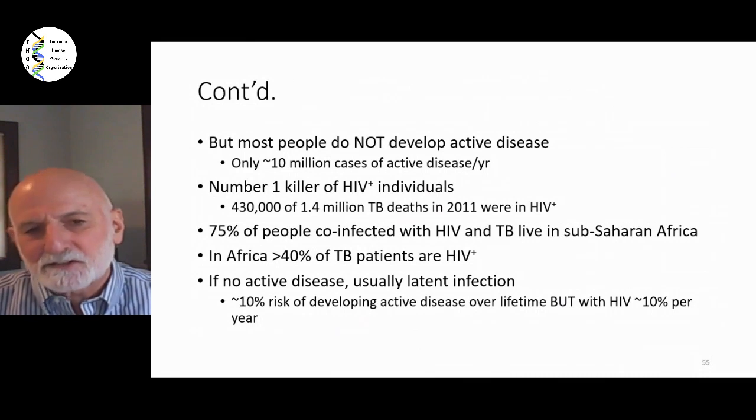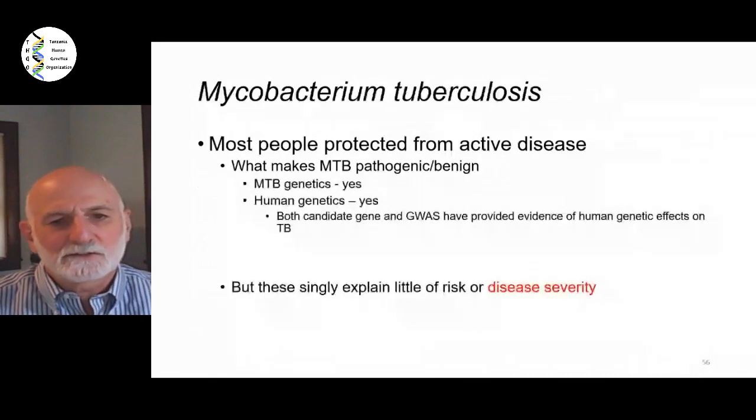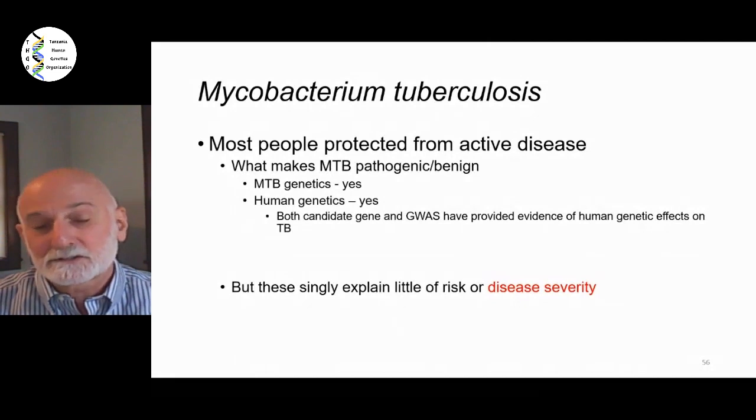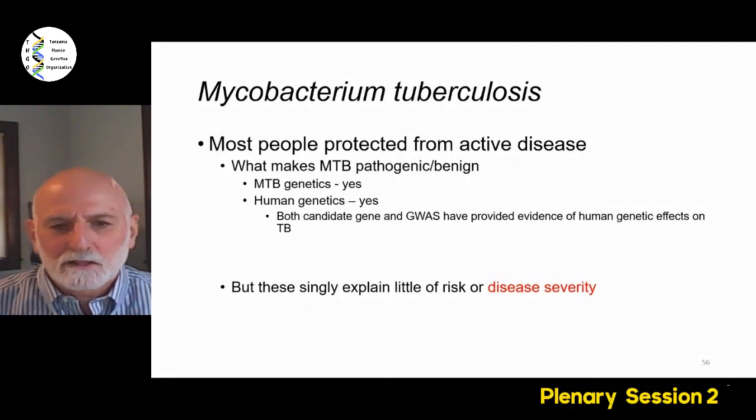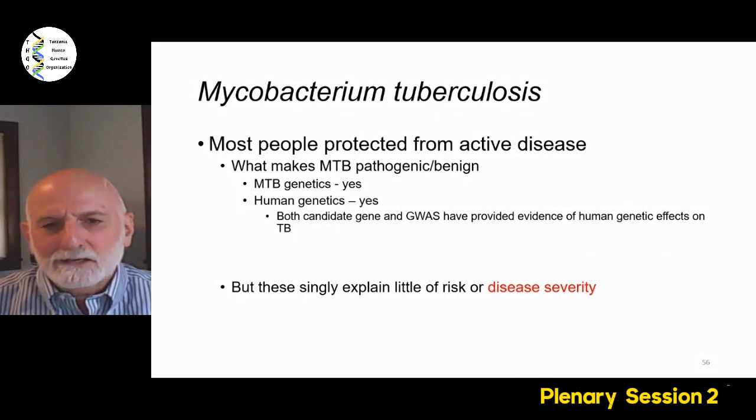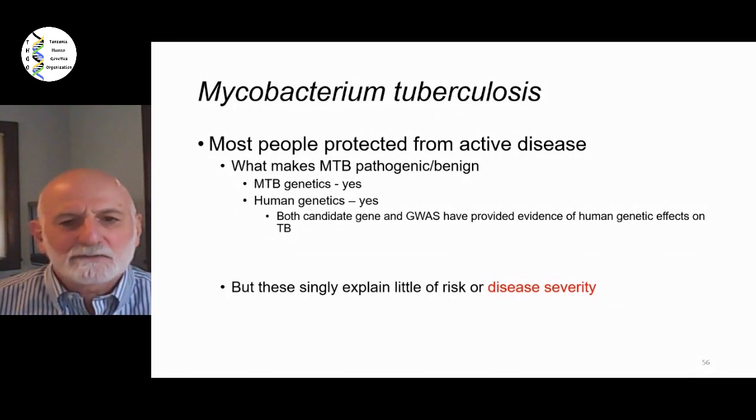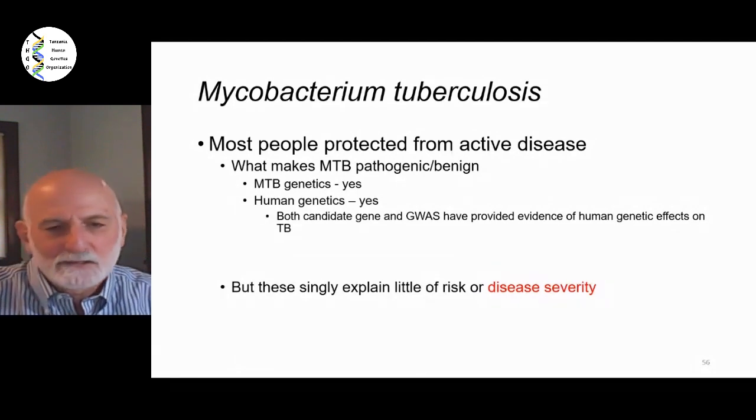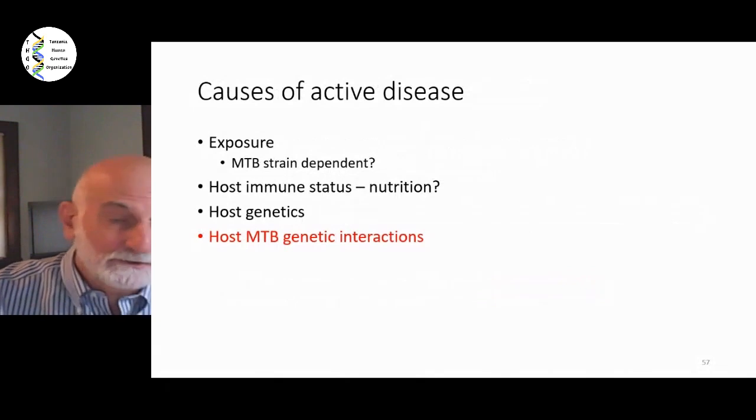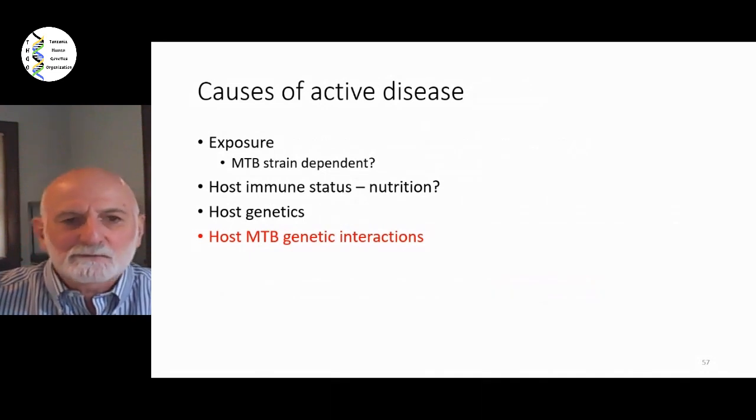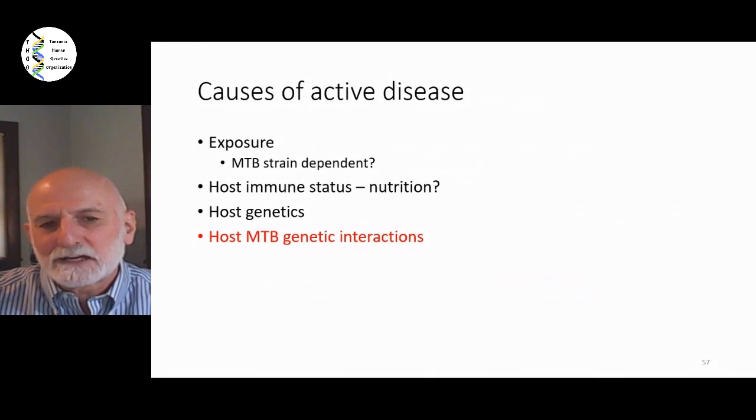There is evidence to suggest that there is some effect of the Mycobacterium genome. There's some effect of the human genome, based on both candidate gene studies and GWAS studies that have been going on for about 10 or 20 years, the candidate gene studies a little bit longer. But again, if you look at the host genome and you look at the pathogen genome, neither one does a very good job of explaining disease risk or severity. So what's going on? Well, clearly you have to have exposure. You have to have a healthy immune system in order to fight off and sequester the Mycobacterium. There are genetic elements that have been identified, and there are clearly bacterial genetic elements, and the concept is that there are interactions.